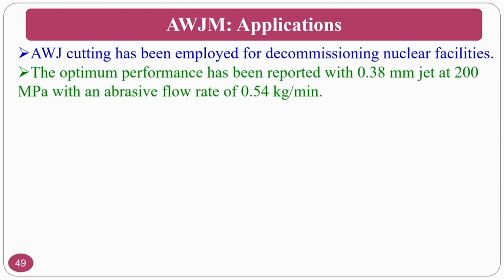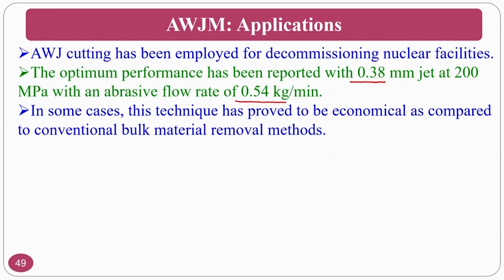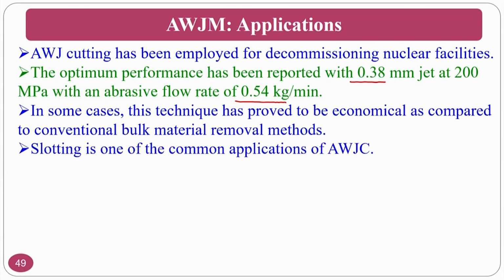The optimum performance has normally been reported with a 0.38 jet at 200 megapascal with abrasive flow rate of 54 kg per minute. This is one of the researchers' conclusions. In some cases, this technique has proved to be economical compared to conventional bulk material removal methods. That means in conventional grinding or cutting, the energy may be very high and the cost of production also very high. Compared to that, abrasive water jet machining is economical.